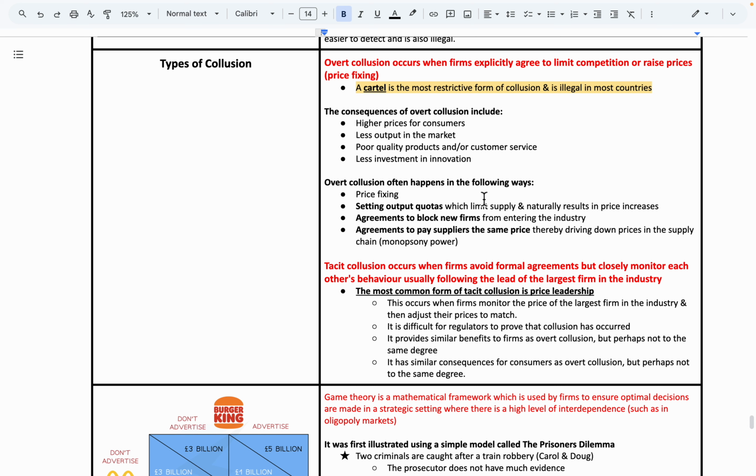Price fixing, so you fix a certain price. Setting output quotas. Agreements to block new firms. Agreements to pay suppliers the same price.